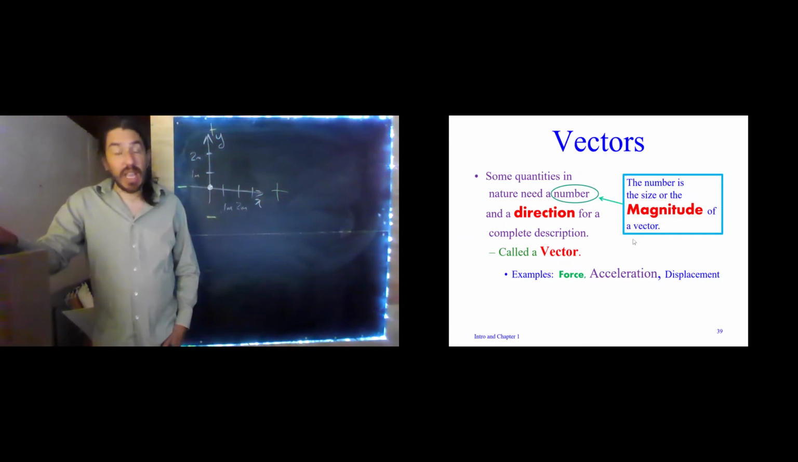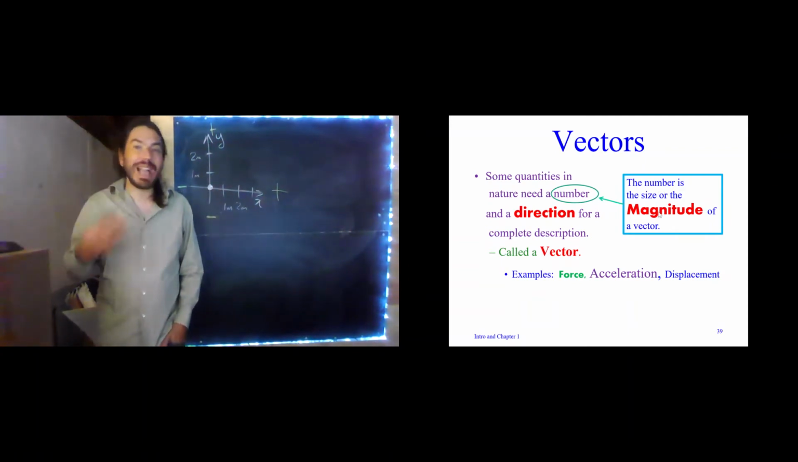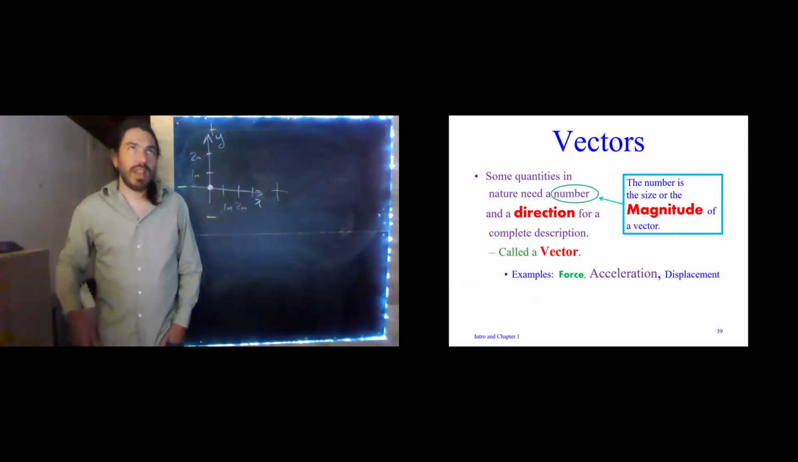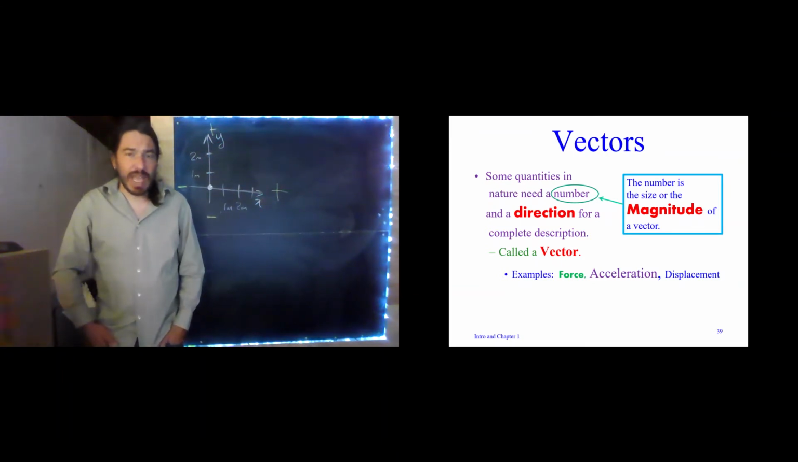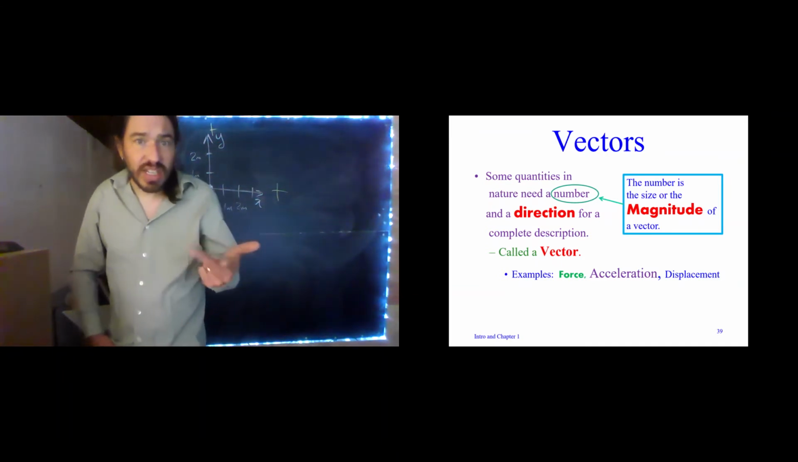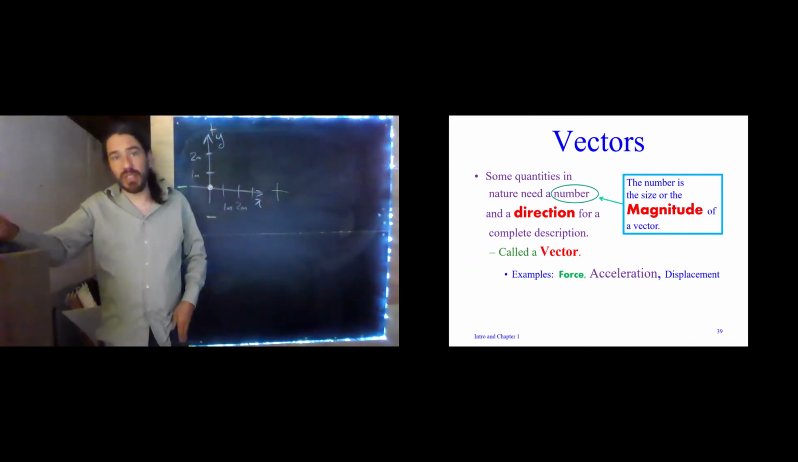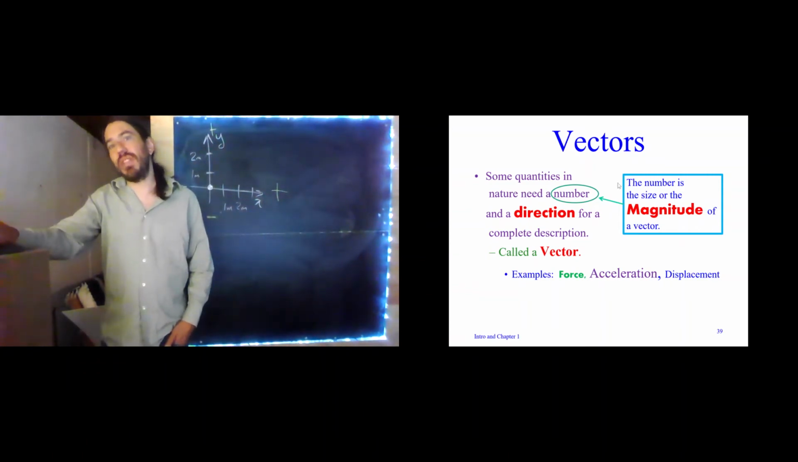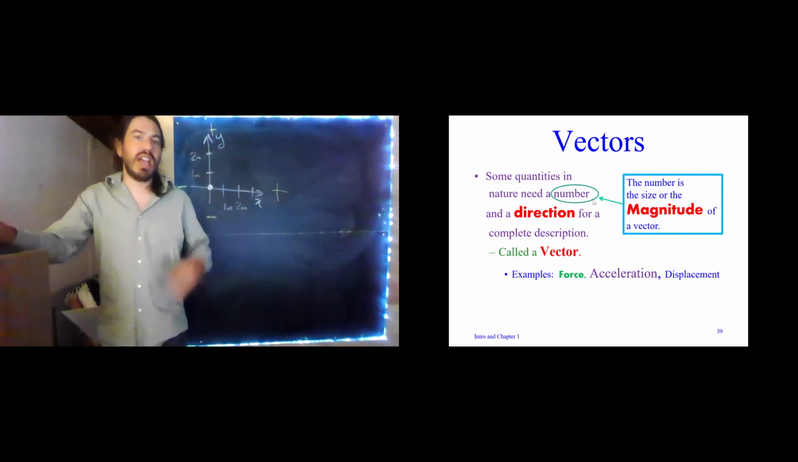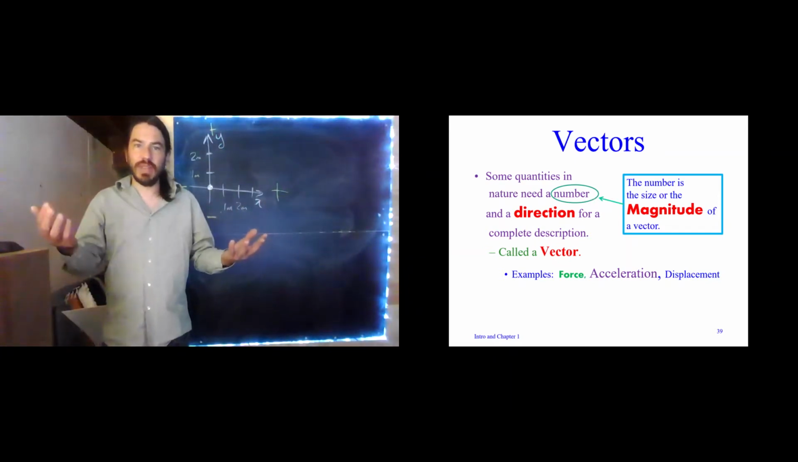So if it's a vector, it needs a size and a direction, a number and a direction. The size, or the number, that is called the magnitude. And magnitude's a word that trips students up sometimes. Any vector can have a magnitude. Whether we're talking about force, acceleration, displacement, velocity, all of those are vectors. They can all have a magnitude. So magnitude isn't some specific thing that goes with a specific type of vector. Every vector has a magnitude, or a size, and a direction.